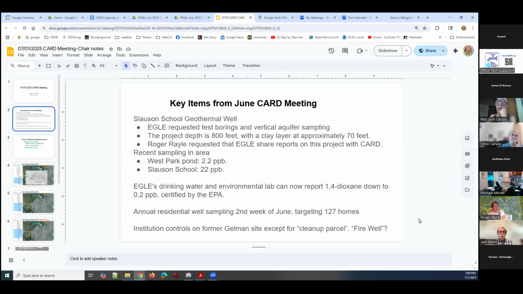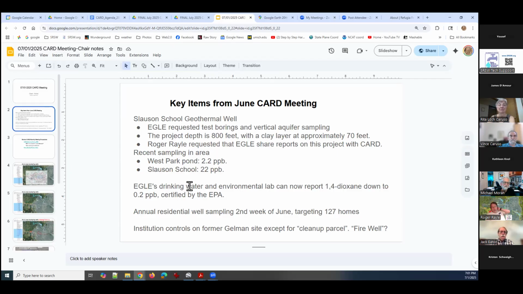The fact that the geothermal wells are going in, they're going to get some sampling in conjunction with that. There's some recent sampling in the area of West Park and Slauson School nearby, but we'll have some wells near Slauson School to find out what's really going on in the aquifer. It won't be the full regime of shallower groundwater sampling wells like Dan Bicknell had suggested years ago, but it's a step in the right direction.